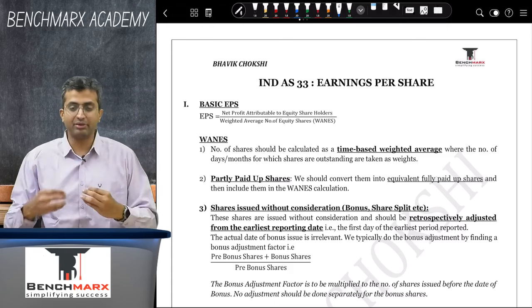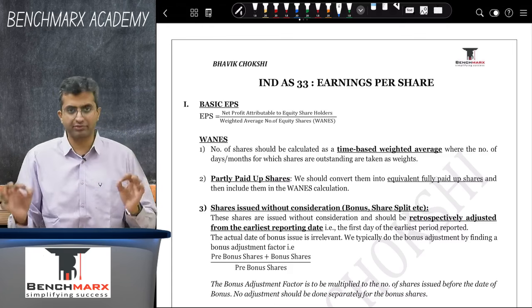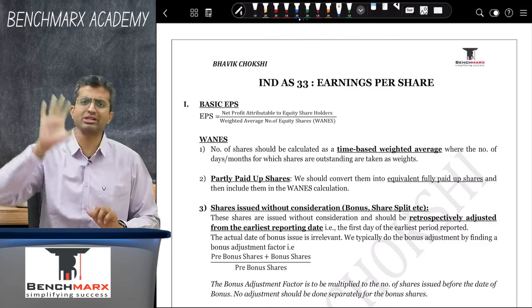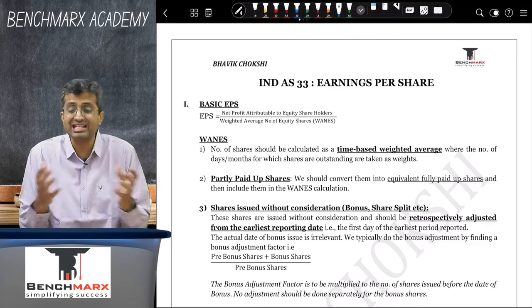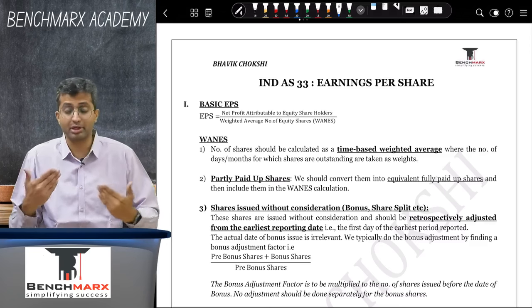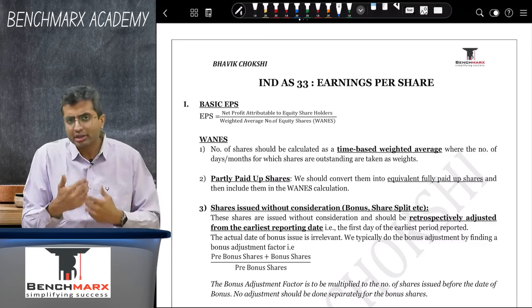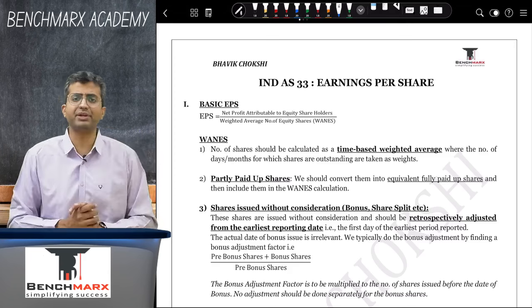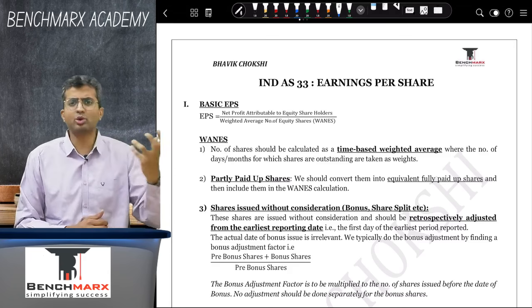Both of these EPS have to be disclosed on the face of the income statement, both your standalone financials as well as your consolidated financials, and it is a very important number. So there is a separate guidance given in the form of Ind AS 33. First, we try to cover basic EPS.